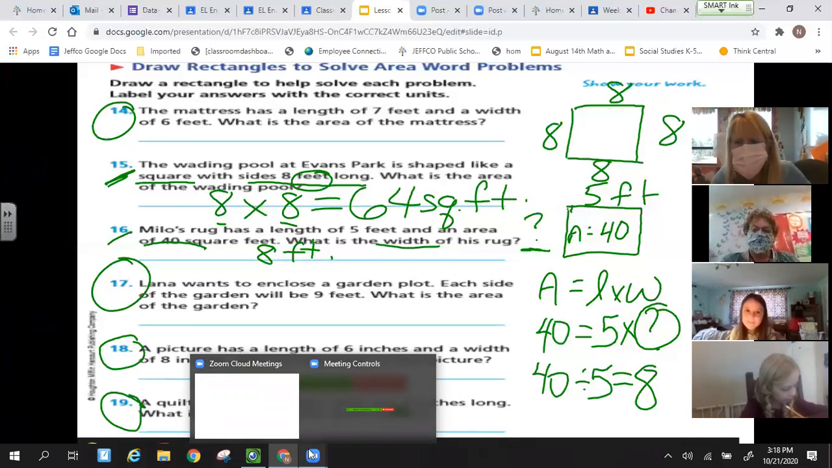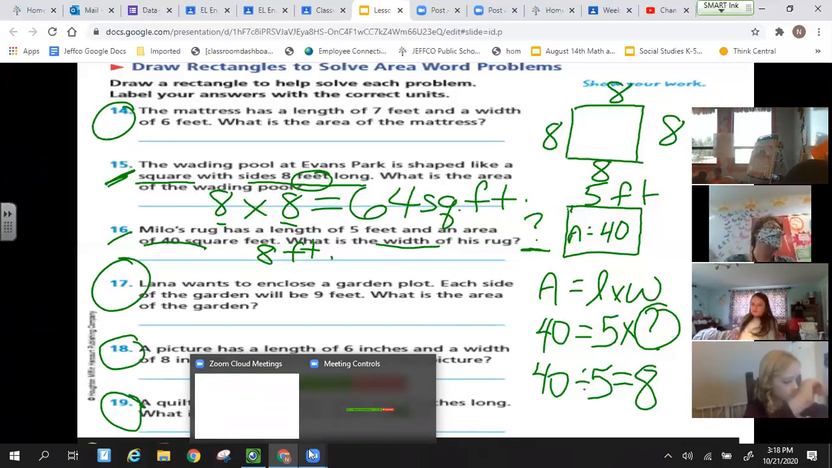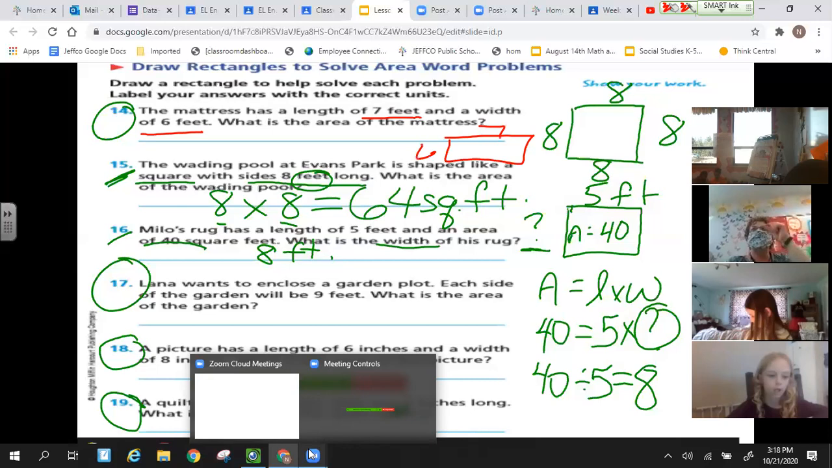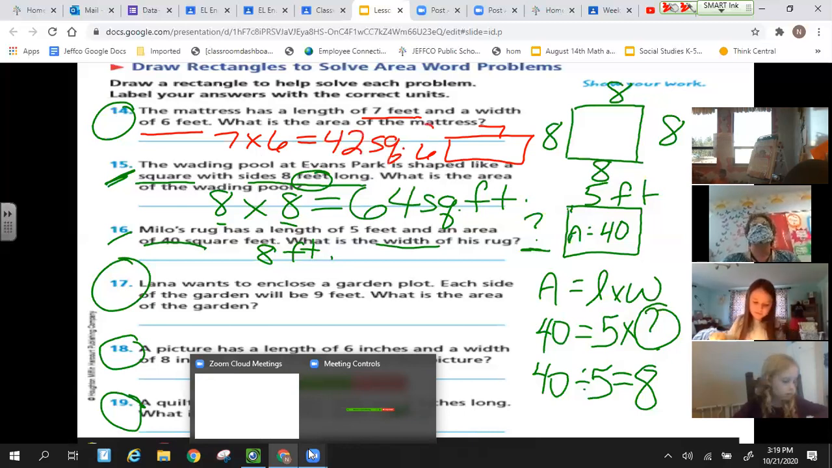You guys have worked so hard today. Nice job. So on the first one, the mattress has a length of 7 feet and a width of 6 feet. So I can picture 7 by 6. We know area equals length times width, so 7 times 6. We did 6s yesterday. What is the answer, Marin? 42, and that should have been square feet.